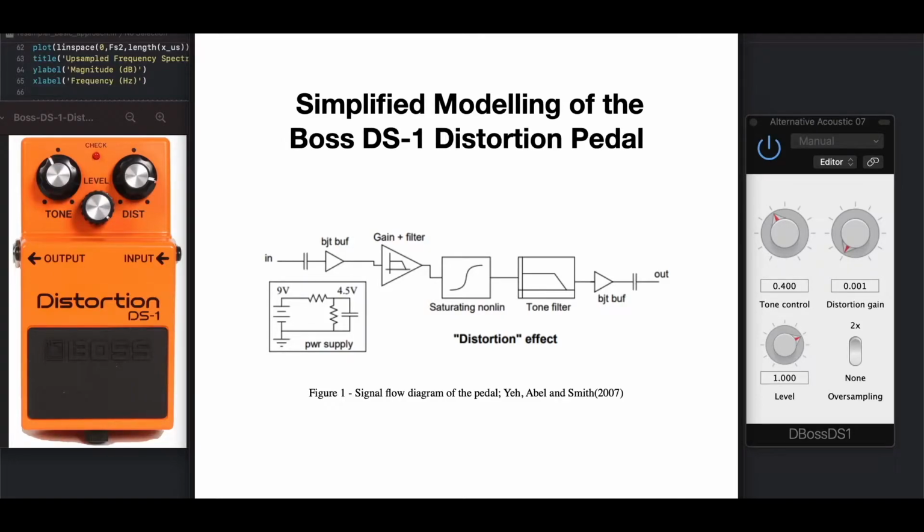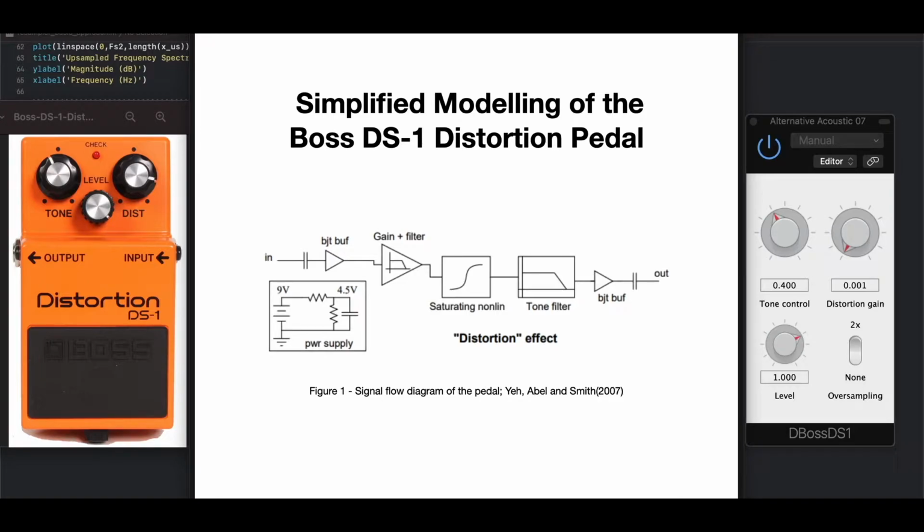My entry for the Audio Engineering Society and Matlab Plugin Competition is a simplified model of the Boss DS-1 distortion pedal. This audio effect is usually used on acoustic and electric guitars, but it can also be used on drum elements such as kick drums or snares to filter and distort the incoming signal.